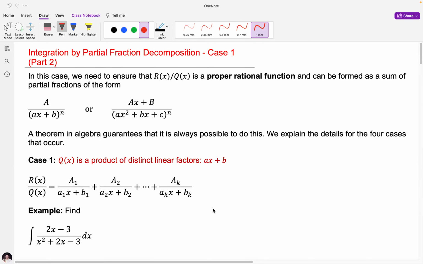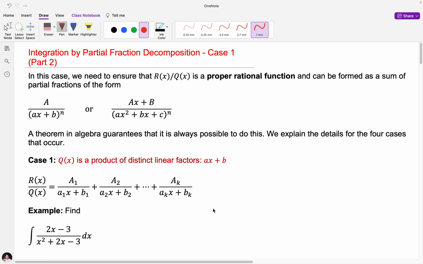Hello everyone. This is the second part of our discussion on the topic integration by partial fraction decomposition. This will focus on case 1. In this case, we need to ensure that r of x over q of x, or the rational function that we have, is a proper rational function.